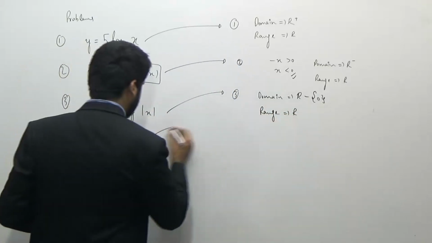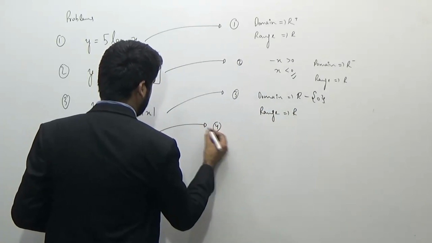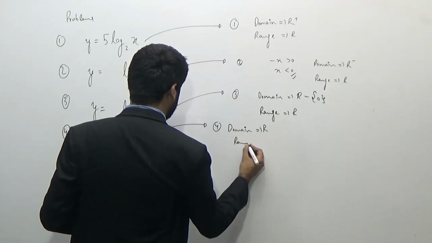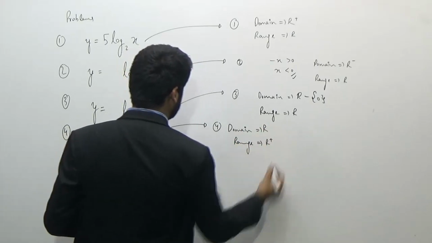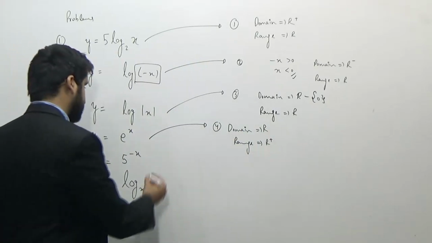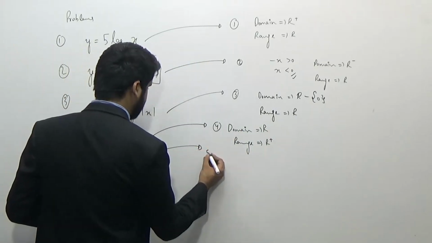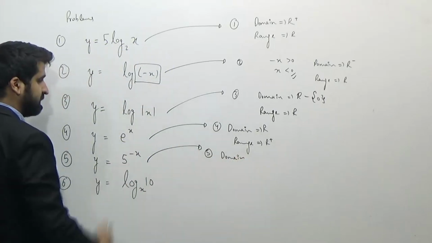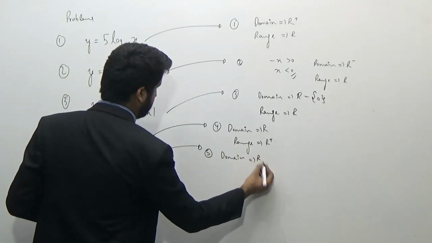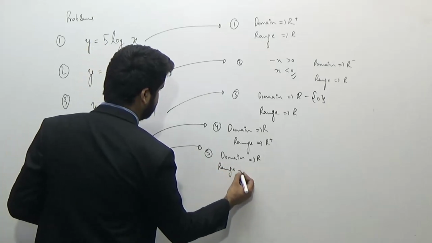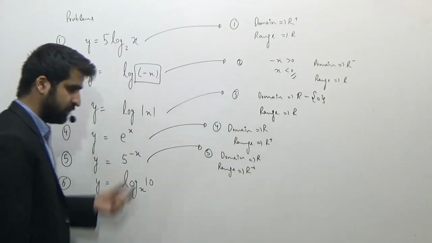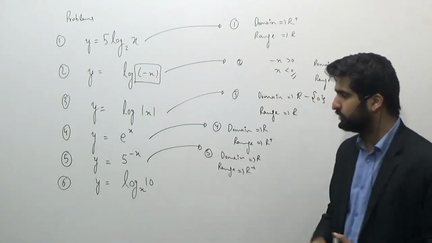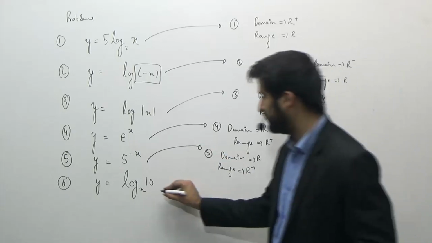Now see this part, e to the power x. In this case we know that the domain is all real numbers, but the range in this case is just R positive, all the positive real numbers. Similarly goes for this fifth one. Now exponential functions are very easy. In the case of 5 to the power minus x also, the domain will be all real numbers and the range will still be R positive. Since no negative number can come out from a power of a positive number, so in 5 to the power minus x, no negative number can come.